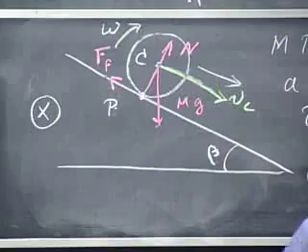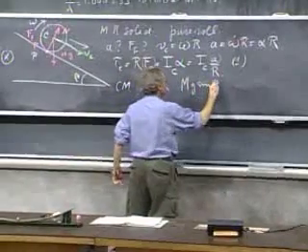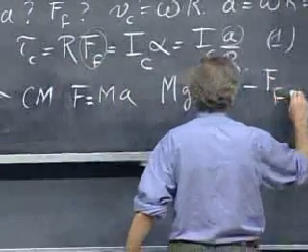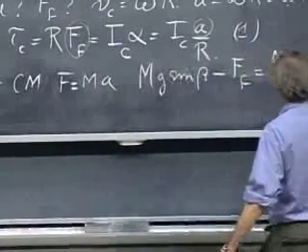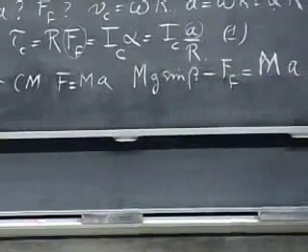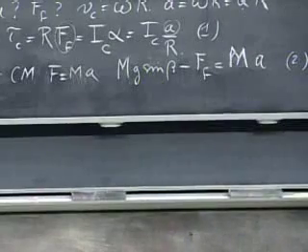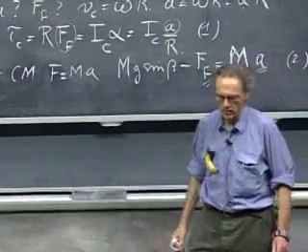I call that the plus direction, so I get mg sine beta minus that frictional force equals m times A. It's my second equation. I have two equations with two unknowns, and I can solve. A is an unknown, and the frictional force is an unknown. You can do that as well as I can. I will just give you the result. I don't want to waste your time on the algebra.